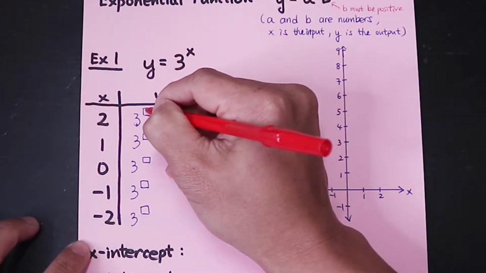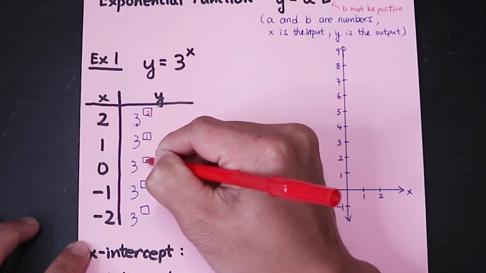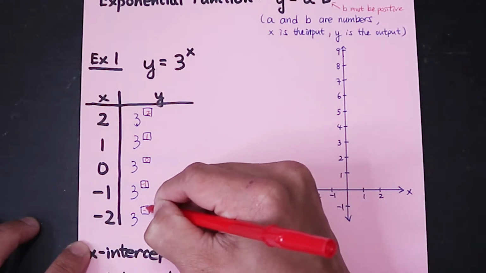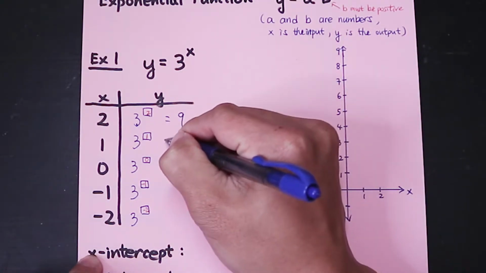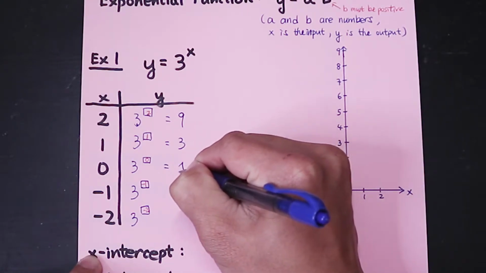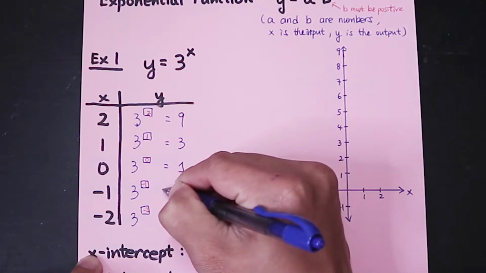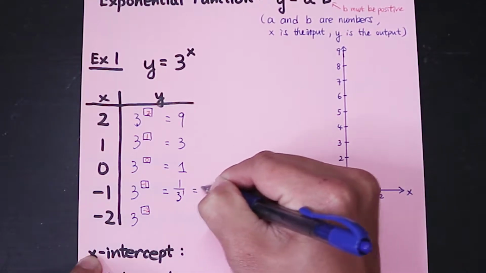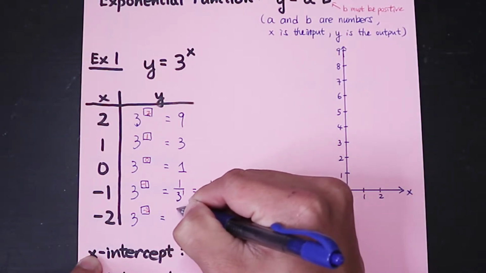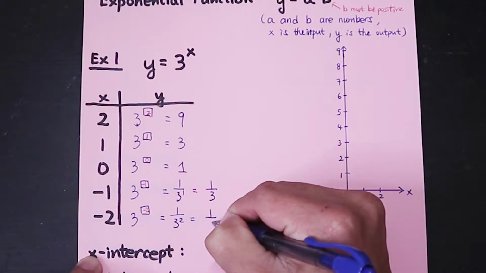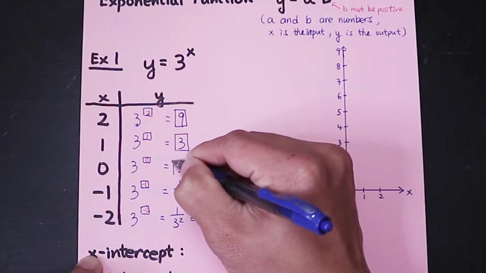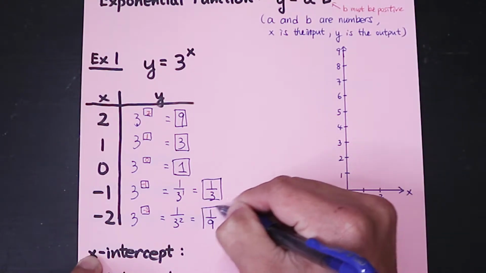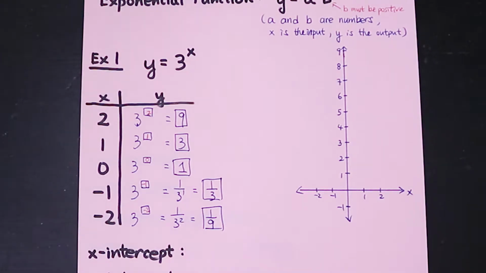So, for the first row, it's going to be 3 squared. The second row is 3 to the first, 3 to the 0, 3 to the negative first, 3 to the negative second. Now remember, we have simplified these problems already from the review. So 3 squared is 9, 3 to the first is 3, 3 to the 0 is 1, 3 to the negative first is 1 over 3 to the first, which is 1/3. And then 3 to the negative second is 1 over 3 squared, which is 1/9. Okay? So let's box these answers first. These are the y values with the given 5 x values. Then from there, all you have to do is graph these 5 ordered pairs.